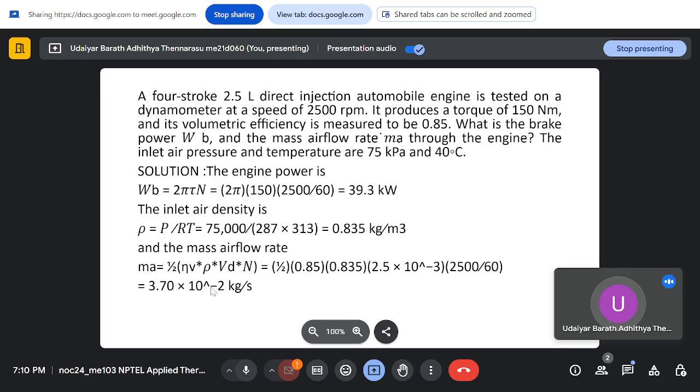So mass airflow rate is half into rho into eta V into Vd into N. So mass of air is half into 0.85 into 0.835 into 2.5 into 10 power minus 3, which is the displacement volume, into speed 2500 divided by 60. So it is 3.7 into 10 power minus 2 kg per second.